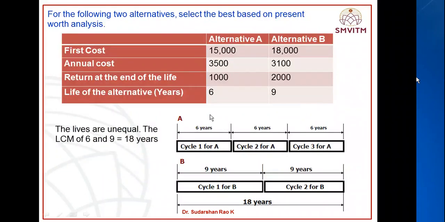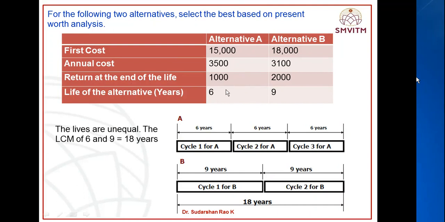The next example is for unequal life. For the following alternatives, select the best based on present worth analysis. These are two alternatives, alternative A and alternative B. Alternative A has a first cost of 15 lakh and an annual cost, which is also a cost only, of 3,500. Return at the end of the life is received only once.